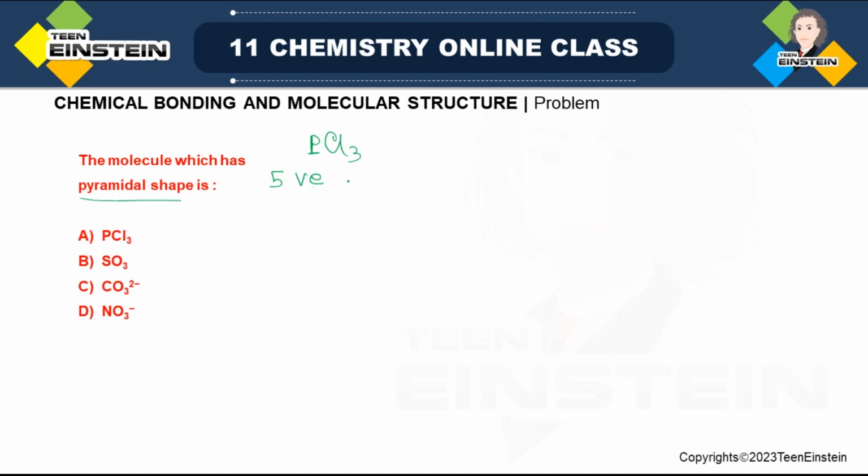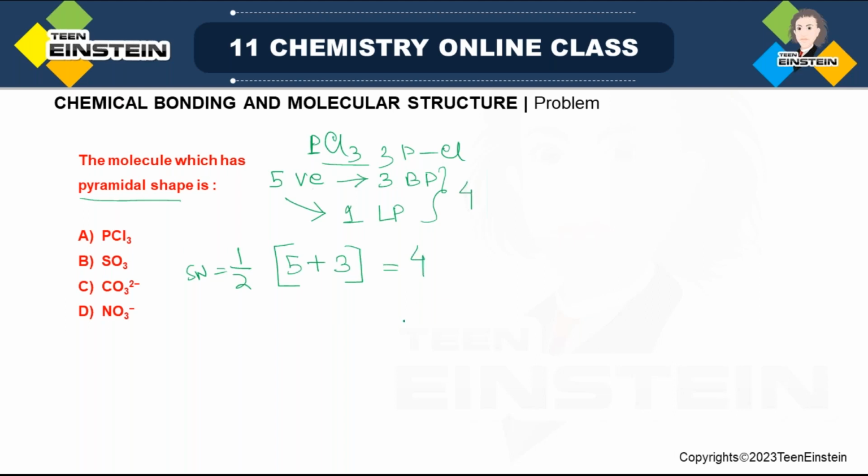So 5 valence electron. Out of this 5 valence electron, 3 will be used up for bond formation with 3 chlorine, 3 PCl bond. So 3 used up for as bond pair. Remaining electron only 2, which will be 1 lone pair. That means total number of positions 3 plus 1, it is 4. Okay. Next, if you are applying the steric number, that formula, then it should be half 5, then monovalent atoms 3, 8 by 2, then also you are getting 4. So whether you apply any of this method, you are getting steric number 4.